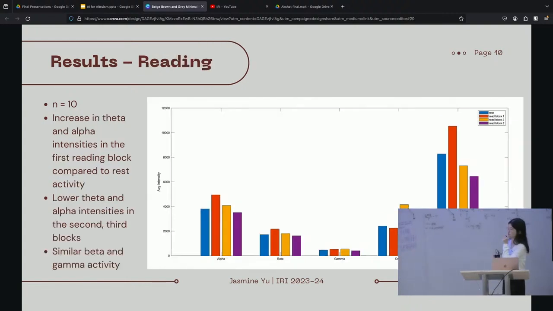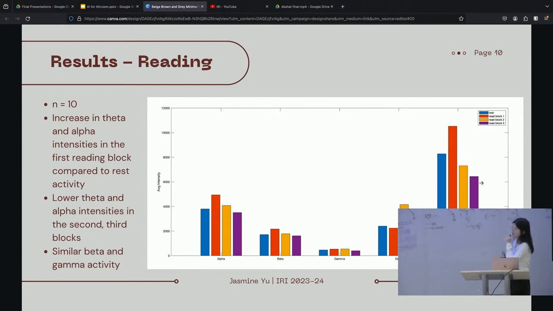And for the results for the reading task, it is a little more significant. So it's also the same number of participants' average. And we can see an increase in theta and alpha intensities in the first reading block compared to the rest activity, which is the blue block. And there are lower theta and alpha intensities in the second and third blocks. As you can see, there is a drop in the intensities of alphas and thetas here.